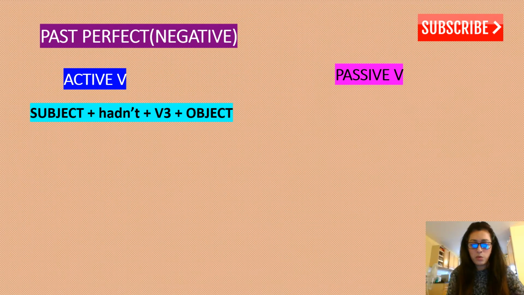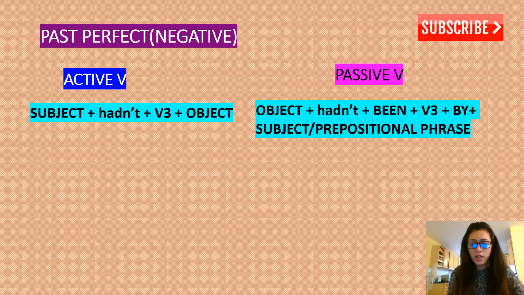All right, then moving on to the negative of the same formation. With the active voice, I will say subject plus hadn't with the verb third form and object. And on the other hand, with passive, it will be object plus hadn't with been, verb third form with by, and subject or prepositional phrase.